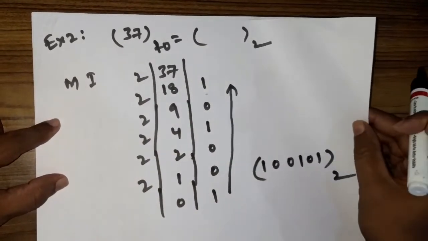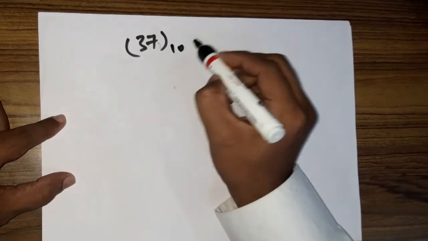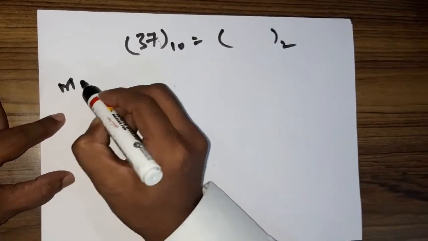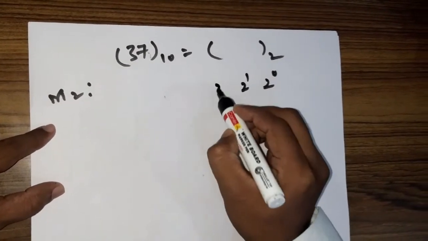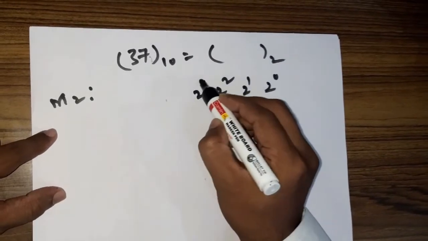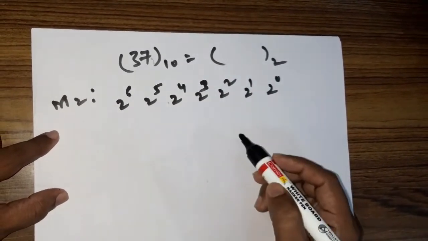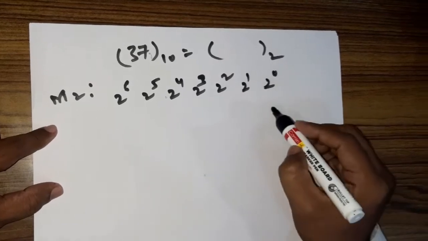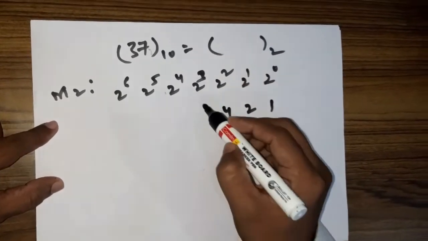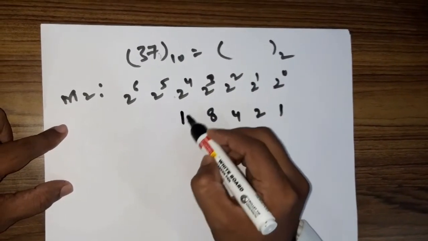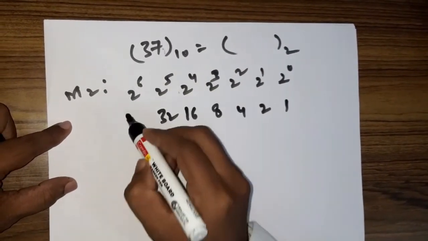Now we will go to method 2. Same number, but method 2 we are applying here. So first you have to write 2 to the power of 0, 2 to the power of 1, 2 to the power of 2, 2 to the power of 3, 4, 5, 6. We know 2 to the power of 0 means 1, 2 to the power of 1 is 2, 2 to the power of 2 is 4, 2 to the power of 3 is 8, 2 to the power of 4 is 16, 2 to the power of 5 is 32, 2 to the power of 6 is 64.